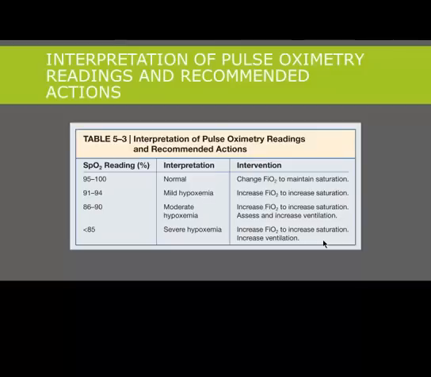So with your pulse ox readings, 95 to 100, we're okay, right? Our goal is 95%. 91 to 94, that's mild hypoxemia. Increase FiO2 to increase oxygen saturation. What will we probably use to increase FiO2 with a 91 to 94%? Yeah, 2-3 liters nasal cannula. You don't need the 100% oxygen, all right?